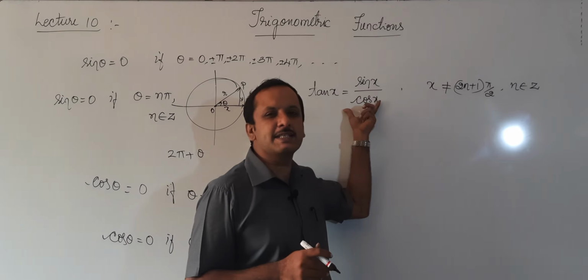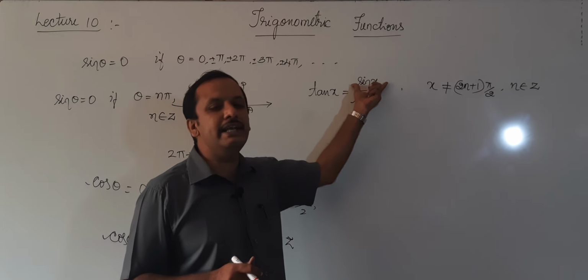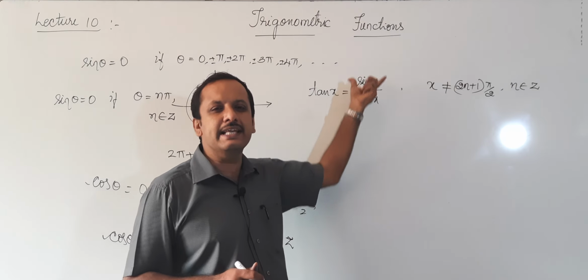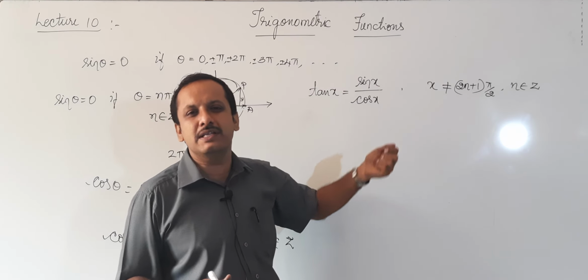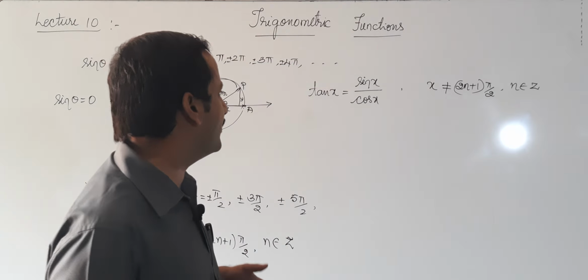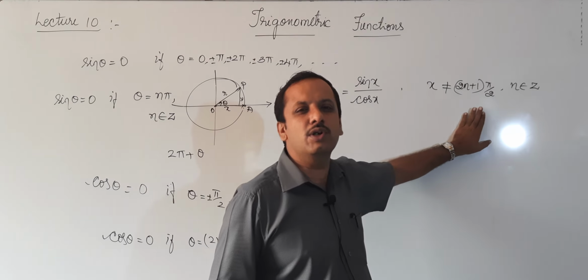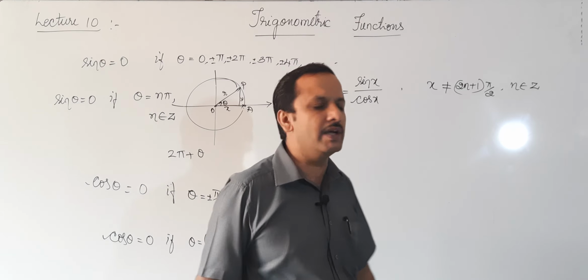So, at pi by 2, if I take x as 90 degree, denominator is 0. So, tan 90 degree is equal to sin 90 divided by cos 90. If I write sin 90 is 1, cos 90 is 0, 1 by 0 is not defined. It is an indeterminate form. Okay, it is not defined. Hence, tan x is defined only when x is not equal to (2n plus 1) into pi by 2.